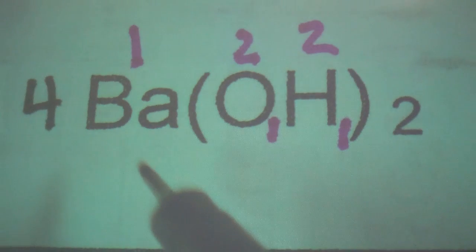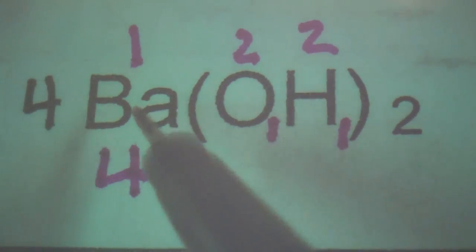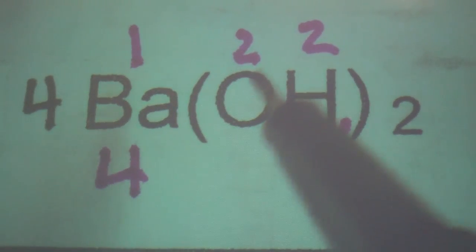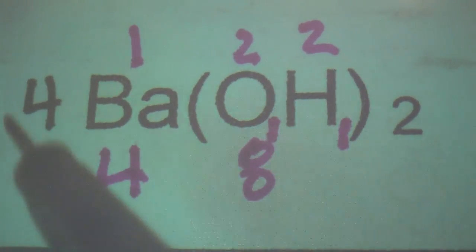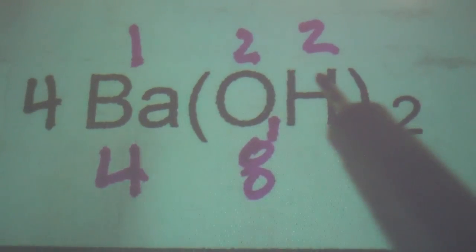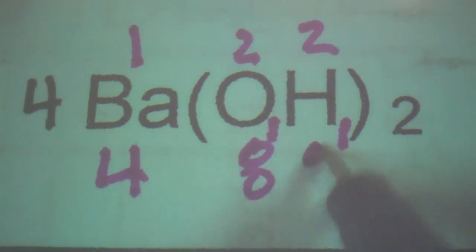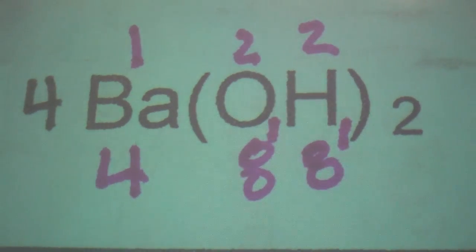So 4 times 1? 4. I have 4 atoms of Ba. 2 times 4? 8. I have 8 atoms of oxygen in 4 of this compound. And how many hydrogens do I have? 8. So add it up, how many atoms total here? 20. Okay, take your word for it.